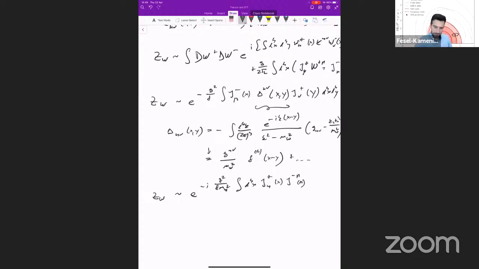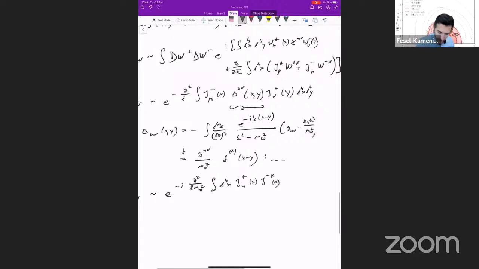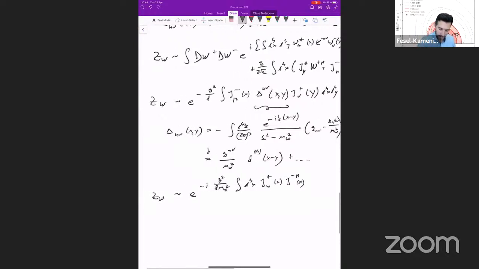So what we've now done explicitly is to show that even though we started with a non-local interaction, which is mediated by the exchange of a virtual W, we have expanded it, and now we've written the whole generating functional in terms of a series of local operators. And the first local operator in the series is a dimension 6 operator. So this leads to dimension 6 operators.